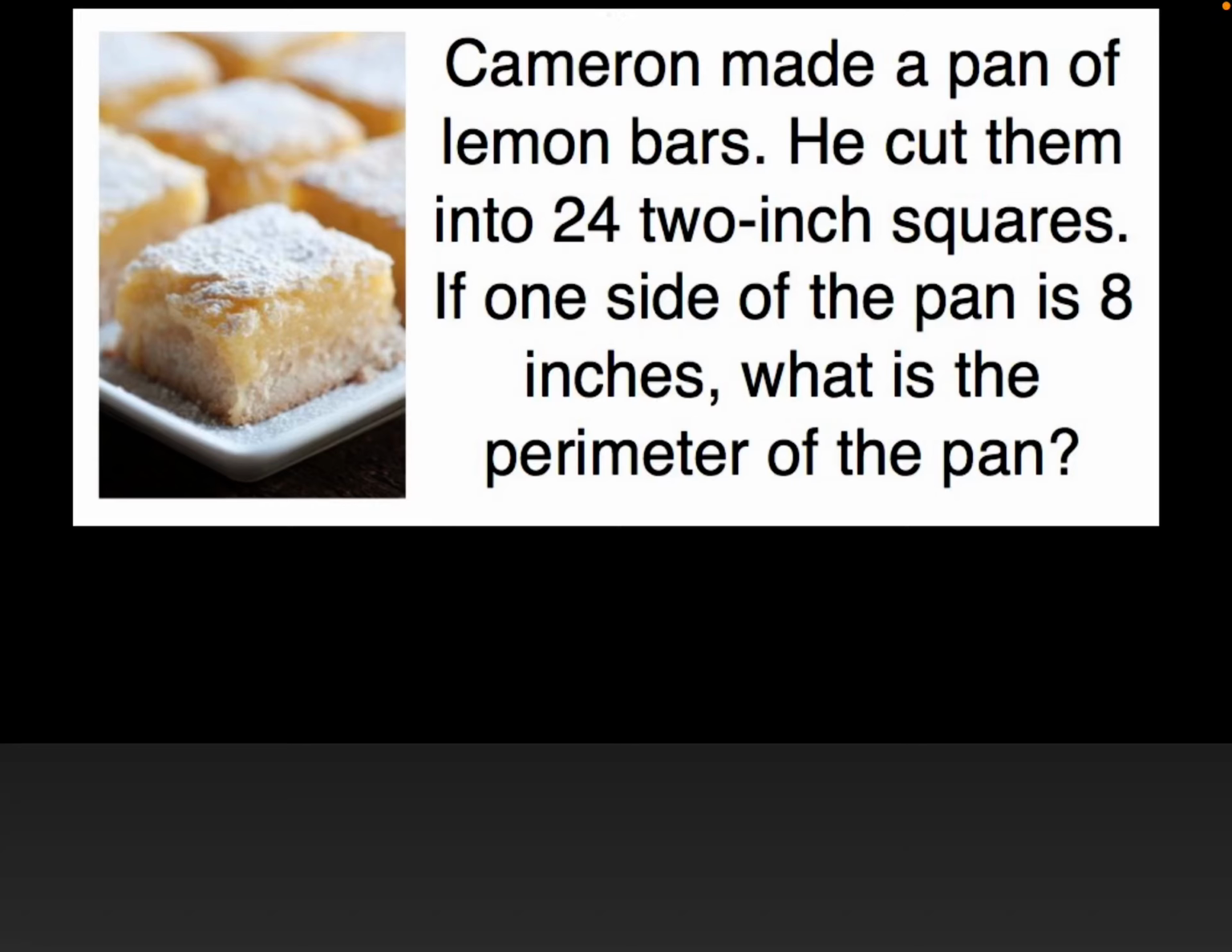Before we get started, let's take a look at this question. Cameron made a pan of lemon bars. He cut them into 24 2-inch squares. If one side of the pan is 8 inches, what is the perimeter of the pan?